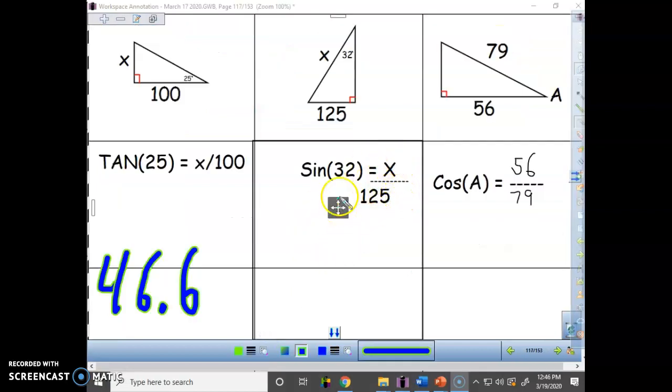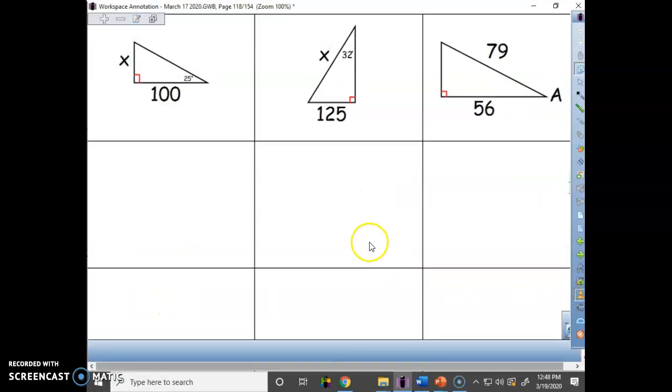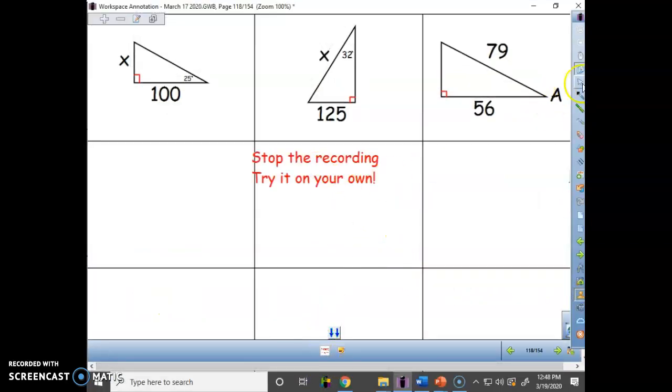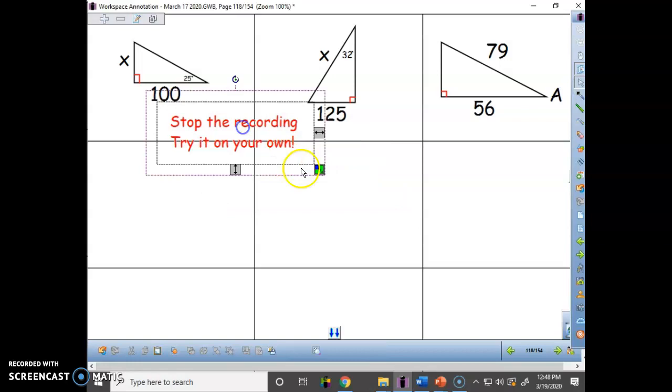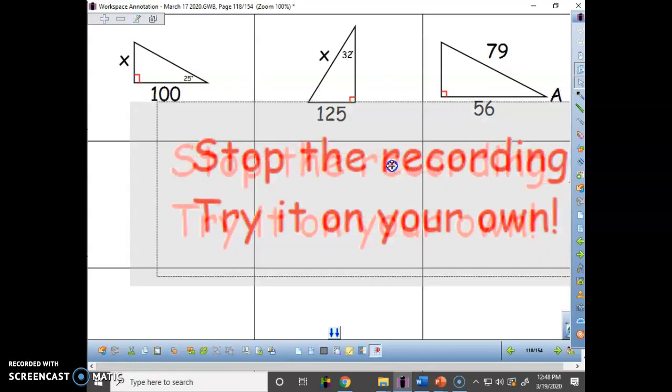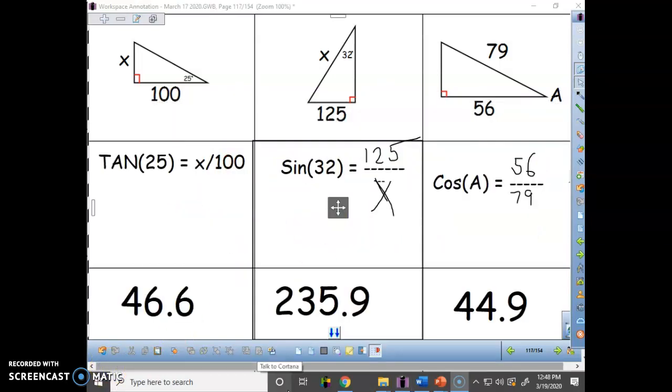Okay, here are some setups on this page. This one, opposite over adjacent. Yep. All right. Stop the recording real quick. Try these on your own. All right, here are the setups and here are the answers. These are the 3 kinds of problems.